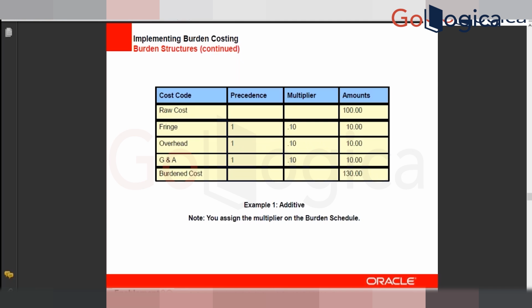We are going to select in two cases. One is the additive, the second one is the precedence. Whenever we choose the additive example, if the raw cost is 100, I want to go with three kinds of overhead cost calculation. Every time 10%. Multiplier is nothing but your percentage. Out of 100, 10% is $10. So fringe $10, overhead $10, G&A $10. Total 130, burdened $130 as a burdened cost.